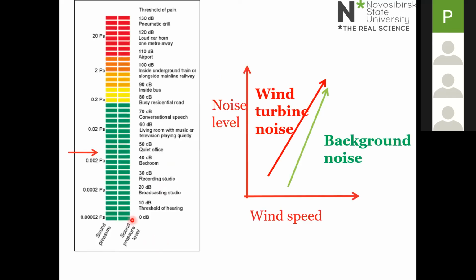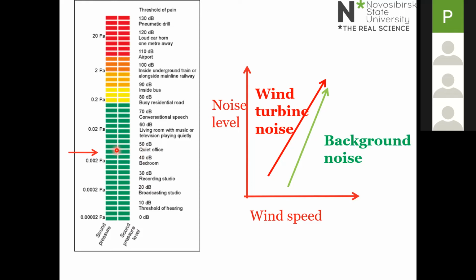And to put that into context, here's another noise scale here. You can find many of these scales on the internet. 48 decibels is somewhere between a bedroom and a quiet office. Okay, it is not particularly noisy.